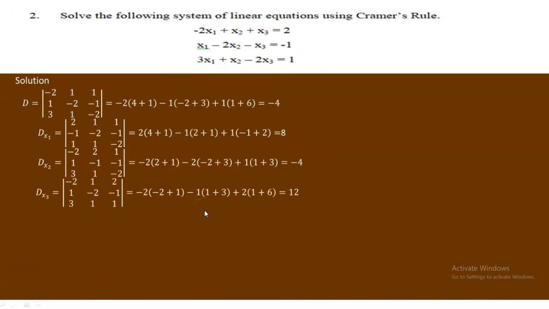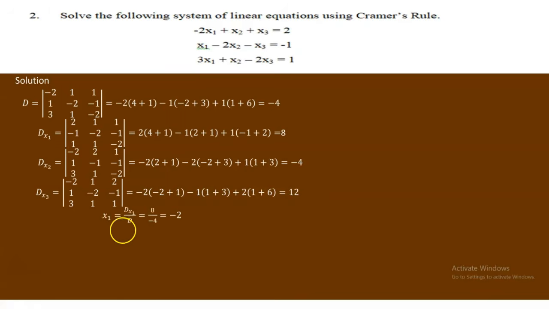And coming to dx3, as I said, now you need to change the coefficient of x3 by the constants here, 2, -1, 1. So here the coefficients of x3 are changed by 2, -1, 1, as can be shown here, but the others are 2, -1, 3, 1, -2, 1. So applying first row expansion, students, applying first row expansion, this turns out to be 12. Now, students, we have determined dx1, dx2, dx3.